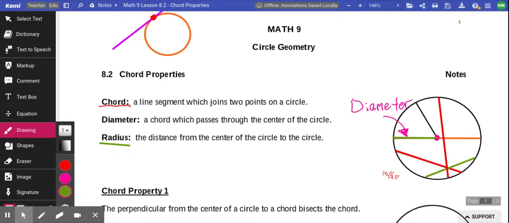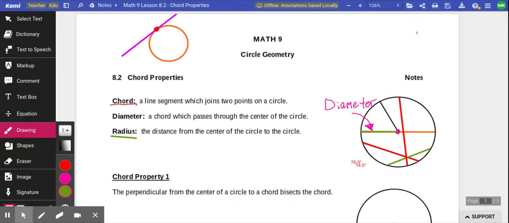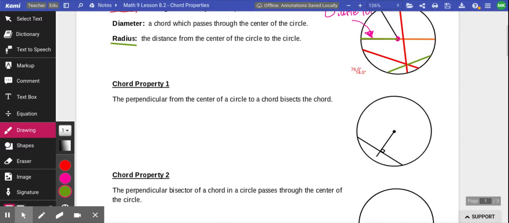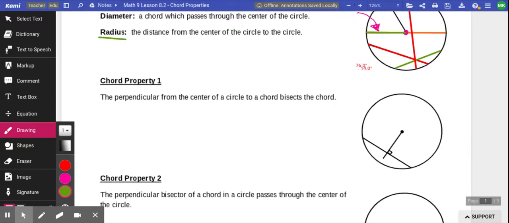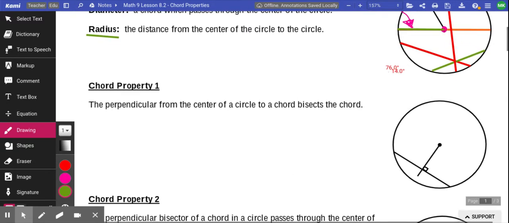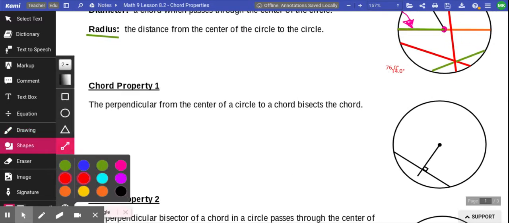Okay, chords. Chords actually have some properties. So we're going to talk about those properties. They're all kind of the same property, in all honesty. They all just kind of link back to each other. So it's just different ways of thinking about chords. The first thing we're going to learn is that when you have a chord, if you have another line, so I'm going to just start to color code these. That's my chord.